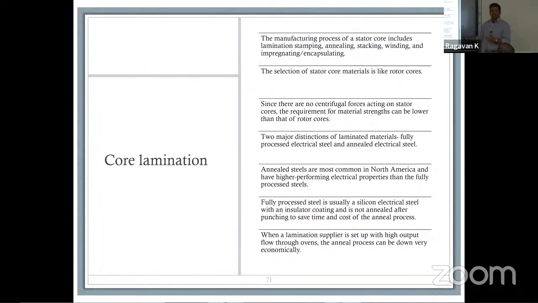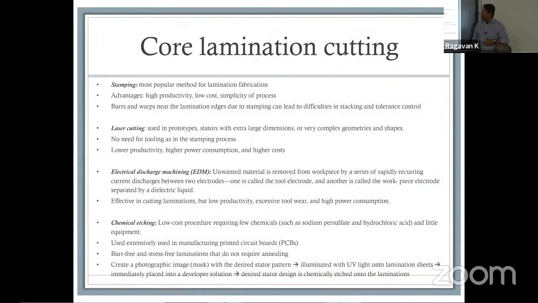Annealed steel is very typical in our applications in North America. They have high performing electrical properties. Fully processed steel is also available, but depending on the fabrication capabilities, you would choose. Fully processed steel usually has silicon in it that allows you to have an insulated coating. It's not annealed, which basically means after punching, you can save some time in the process.